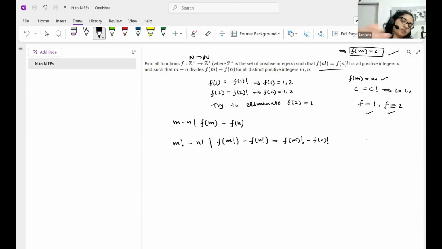For example, if we put m and n as consecutive values, n plus 1 factorial minus n factorial is equal to n times n factorial. This divides this. So what happens if f of 2 is 1 and you put that into this?